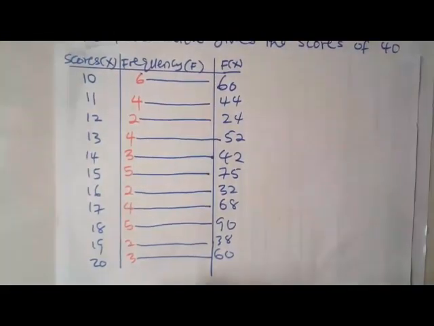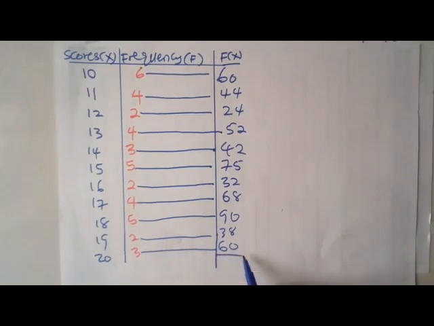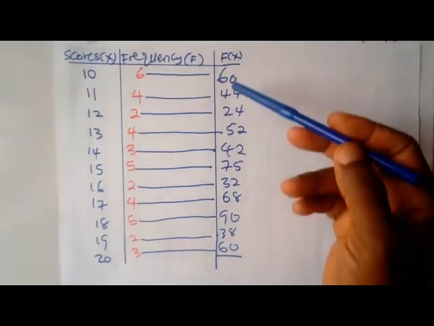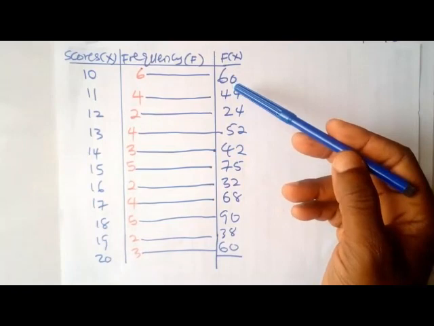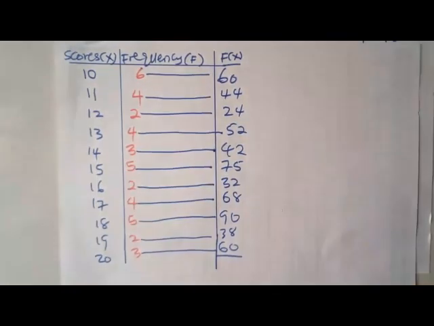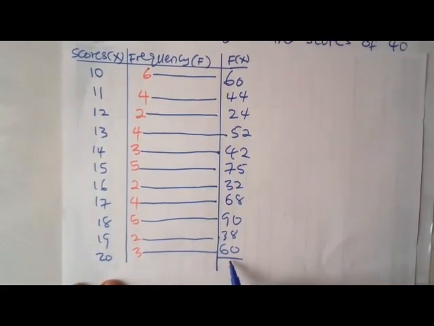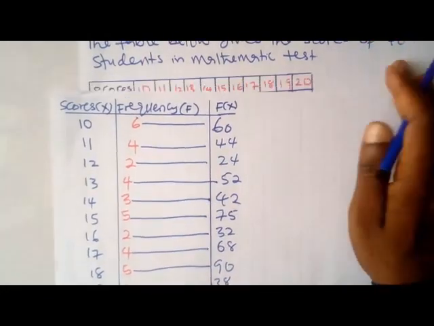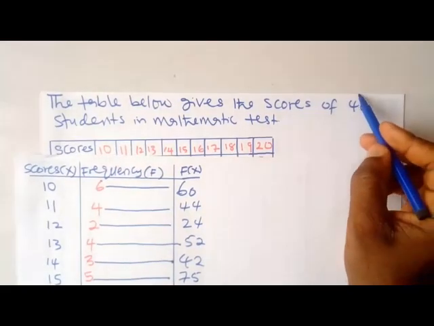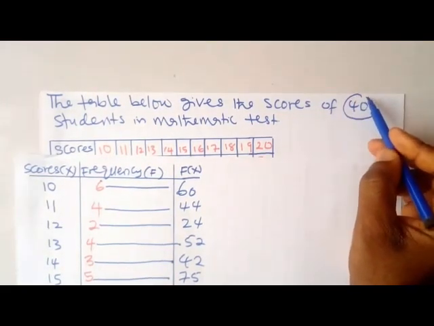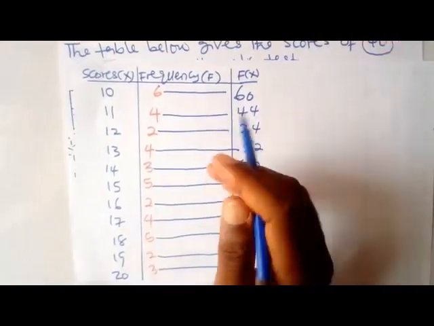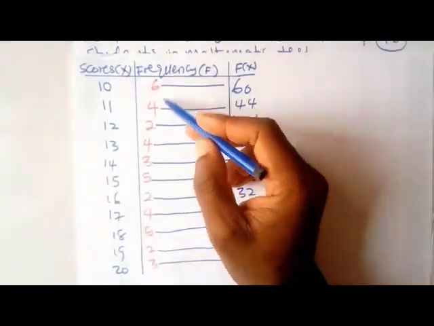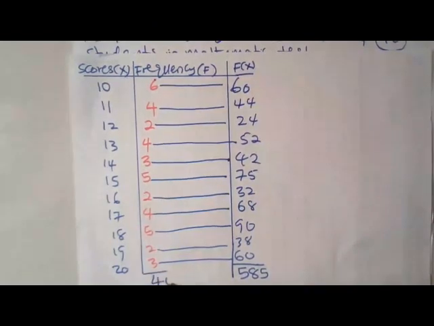We have to find the sum, okay? We have to add everything: 60 plus 44 plus 24, down to 60. If you have your calculator, you can work it out. It is 585, okay? Then what is frequency? Frequency is 40, because the table below gives the scores of 40 students. If you add downward, it is 40, okay?